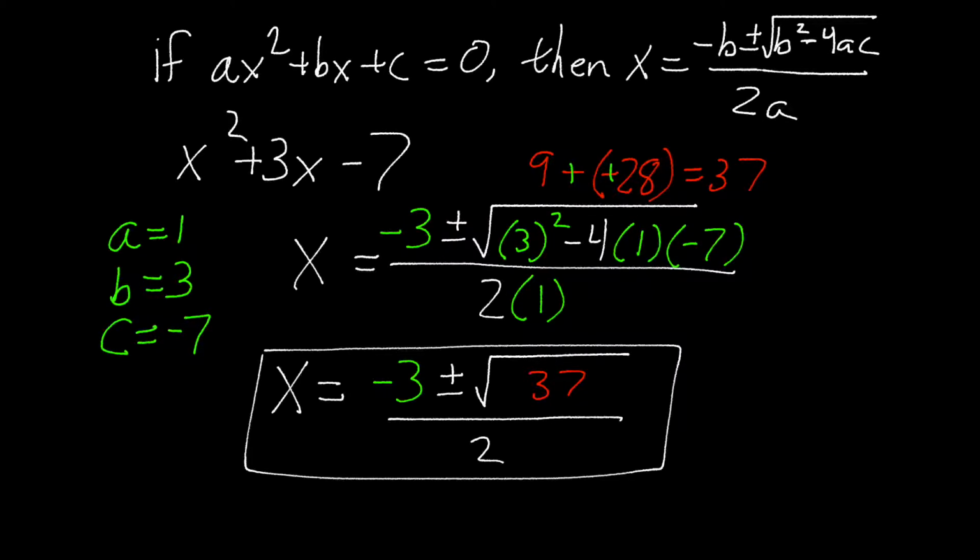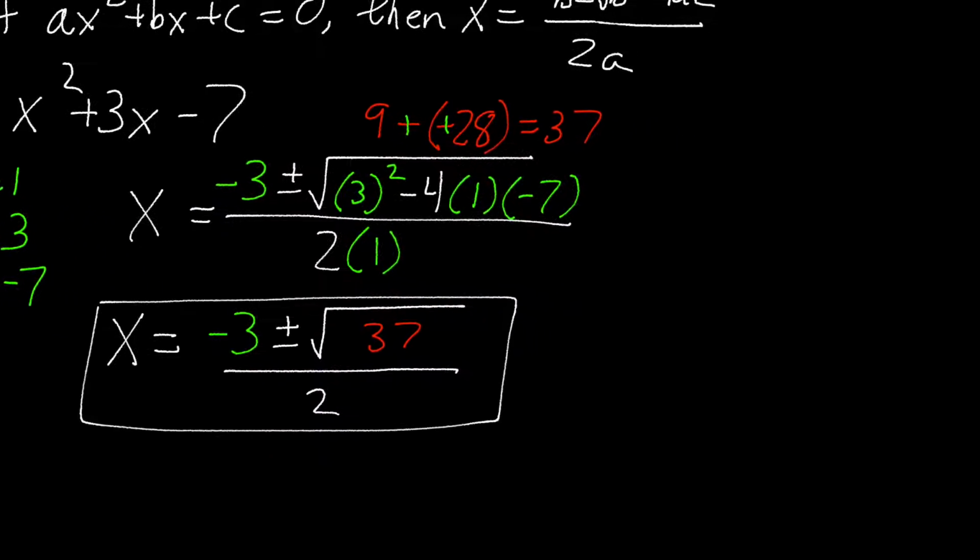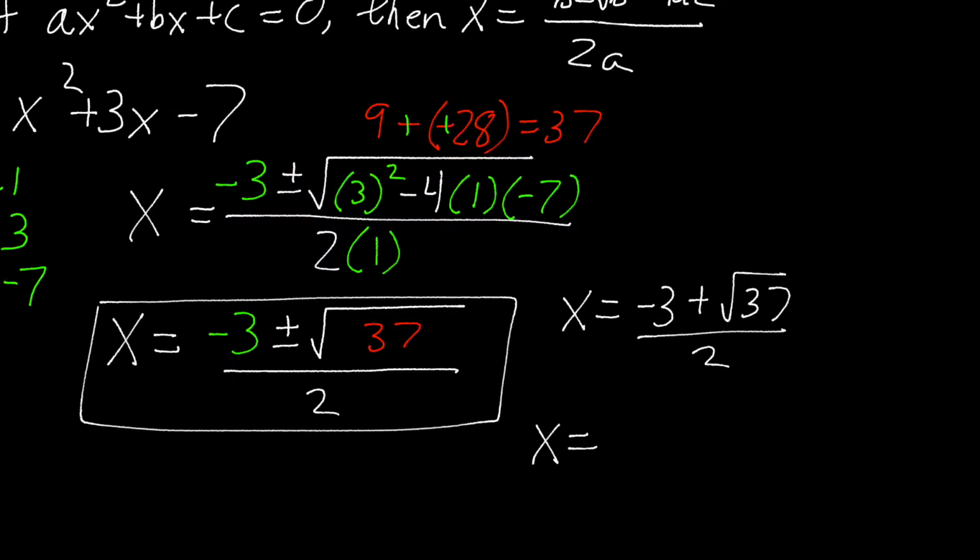That is not a nice number. We don't want to evaluate the square root of 37 in our calculators. We're going to leave it just like this. And what this is telling us is that there are 2 solutions. We have one solution that is x equals negative 3 plus the square root of 37 all over 2, and a second solution that is x equals negative 3 minus the square root of 37 all over 2. But I'm perfectly fine with you leaving your answers like this.